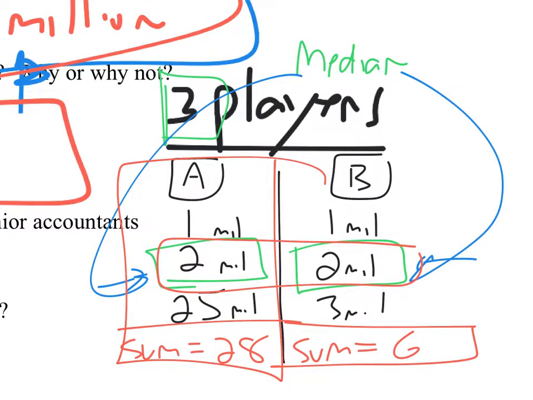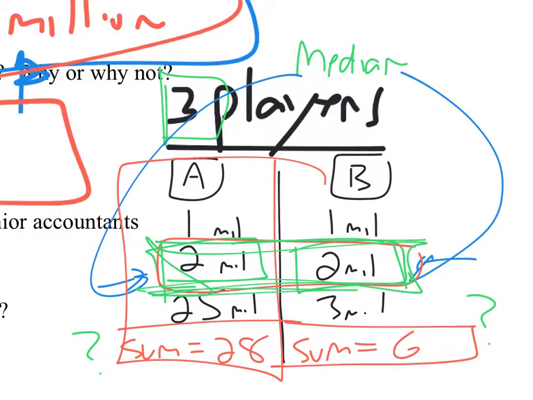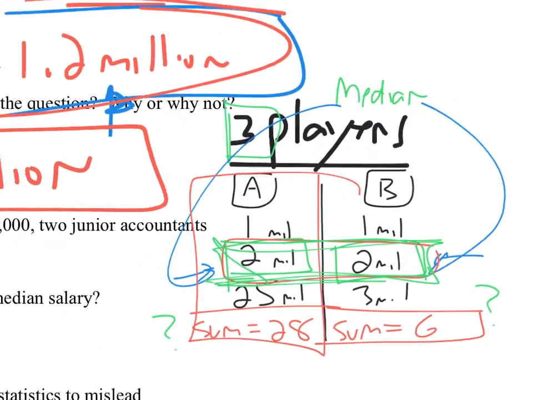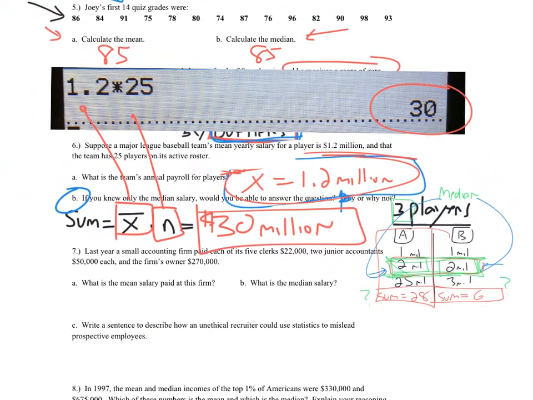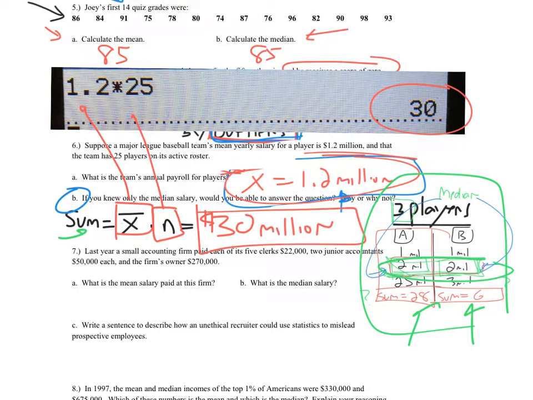So if they said, okay, you have 3 players and the median is 2 million, there's no way of predicting what the sum is. So the average, yes, if you know the mean, you can determine the sum by using this formula. But if you know the median, you clearly can't, because here are 2 teams. Both teams have the same median, but the sum of the salaries is vastly different.